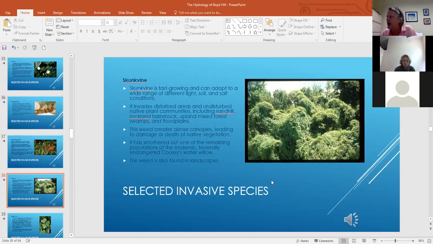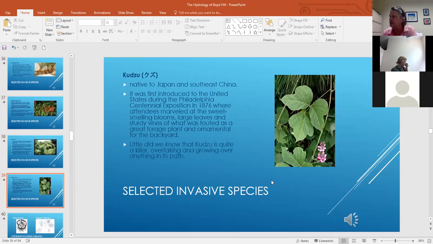And skunk vine grows up things and it smells really bad, hence the name skunk vine. It's an invasive species, as well as kudzu. Kudzu is an invasive species that's been around since the 1800s.